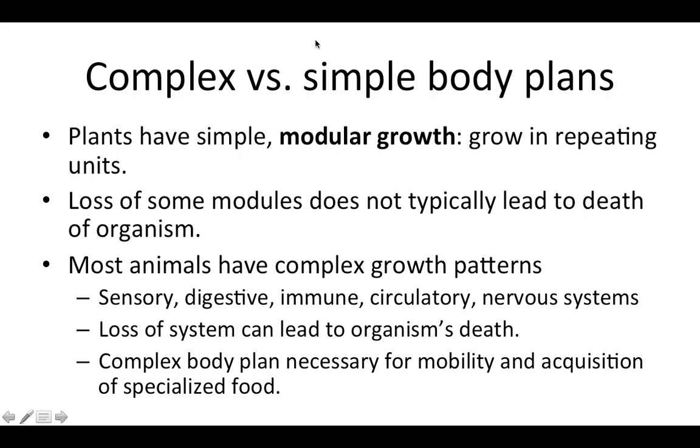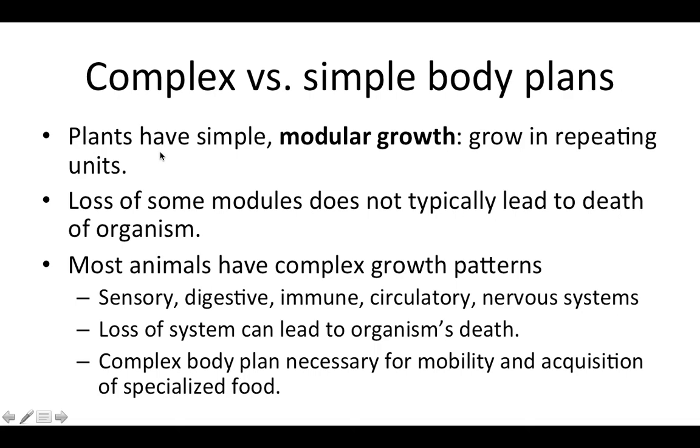Plants have simple modular growth. So this means that plants get larger by creating repeating units. We're familiar with this, for example, with the fact that plants are covered with leaves. So leaves are one module of plants and they repeat over and over. Similarly, roots repeat over and over, stems repeat over and over, as do flowers and eventually fruits.